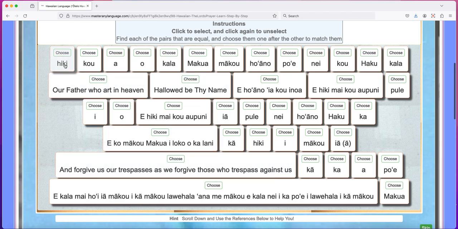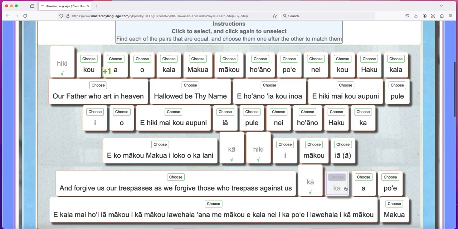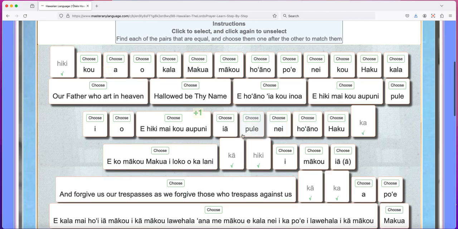So, hiki, ka. Oh, there's a ka and a ka. Ka. Ia.